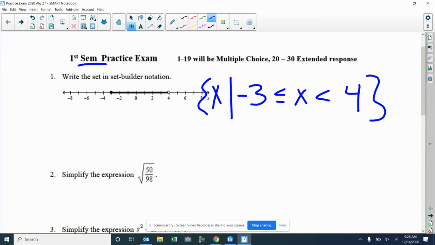So just come along this way, see what your first number was. It was -3, drop the X in between. The second one was +4 right here. And then you can see what's going on with that inequality, X such that. Everybody okay with number one?